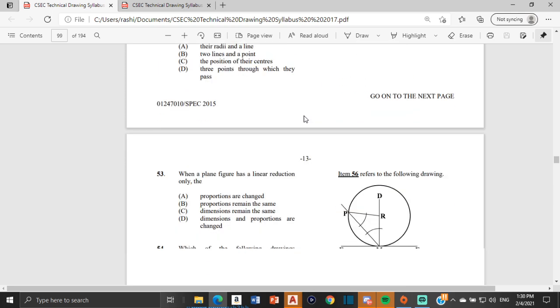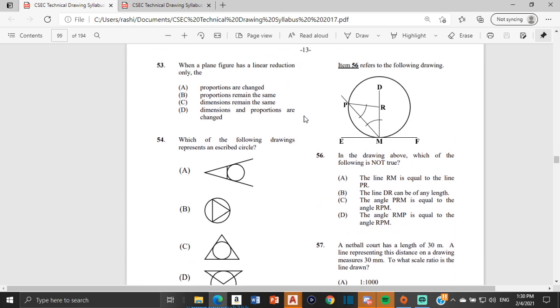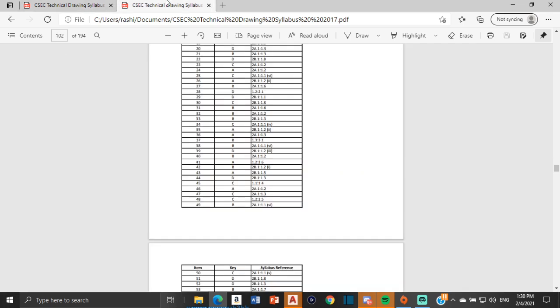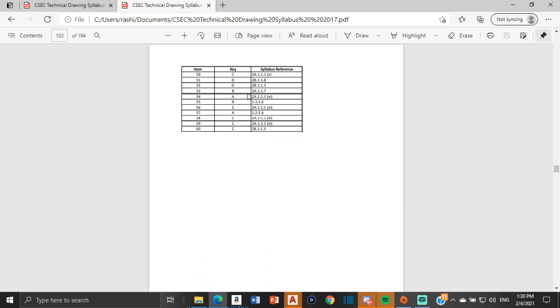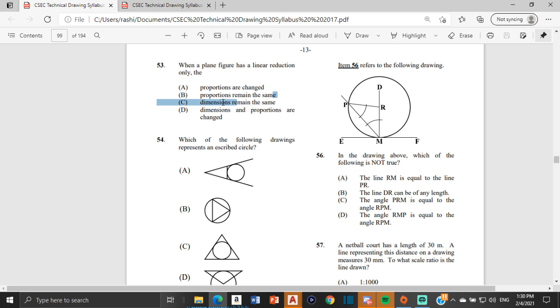Alright, number 53. When a plane figure has a linear reduction, proportions are changed, proportions remain the same, dimensions remain the same, dimensions and proportions are changed. The proportions remain the same. Number 53 is an enlargement and reduction question. So number 53, B, and B says that the proportions remain the same. The dimensions will change because it will get larger or smaller. It says reduction, so it will get smaller, the dimensions will get smaller, but the proportions will remain the same.